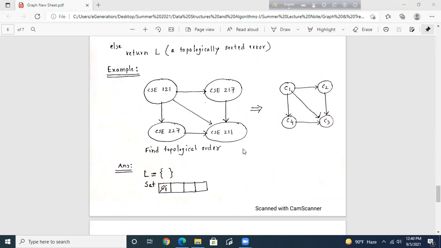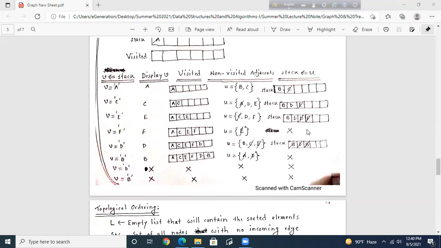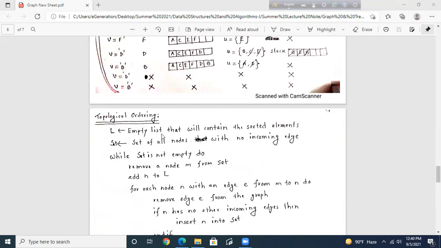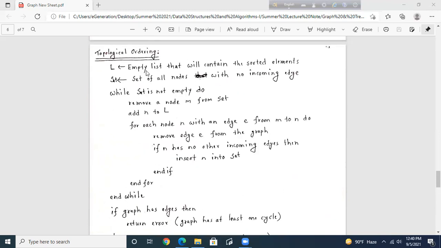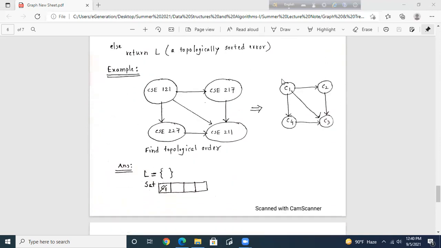So dear student, in the simplified graph, the vertices C1, C2, C4, C3 are here. In the algorithm, the first line is L equal to an empty list that will contain the sorted list. So L equal to empty initially according to the algorithm. S equals the set of all nodes with no incoming edges.